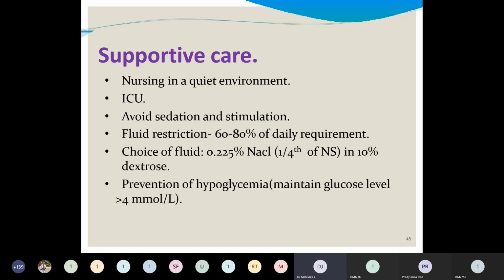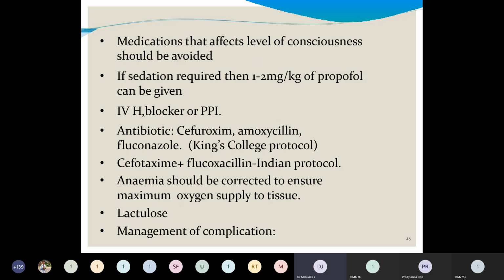Prevention of hypoglycemia. Normally we need to maintain more than 45 to 50 milligram per deciliter or more than 4 millimole per liter. So medications that affect the level of consciousness should be avoided. If sedation is required, because the child is very agitated or irritated, then the drug which can be given is propofol, 1 to 2 milligram per kg only. So no other sedatives should be given.